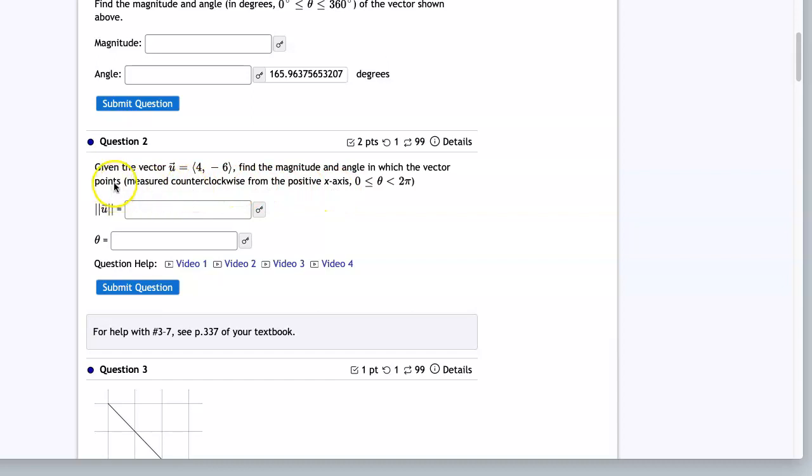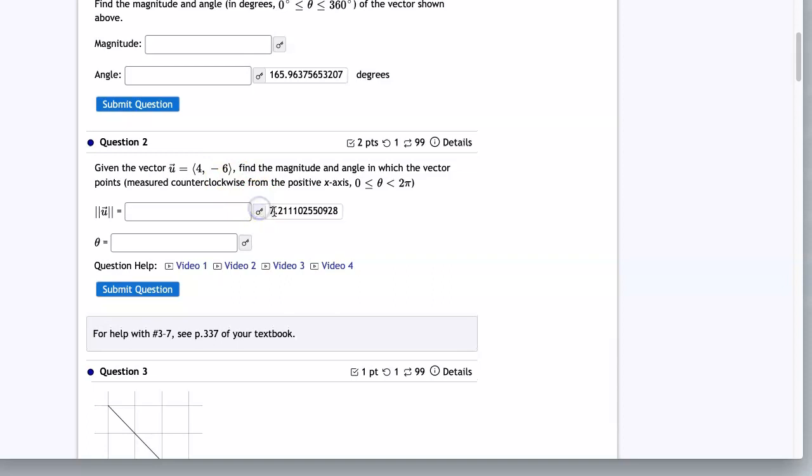We're still going counterclockwise from the positive x-axis. Another thing you'll notice here is that the magnitude in this case is represented by 2 bars. So there are multiple different notations that mean the same thing. The book is going to use a single absolute value bar on either side for magnitude, and this particular problem is using 2 bars. But when you square the 4 and you square the 6, you get 16 plus 36, which is the square root of 52.